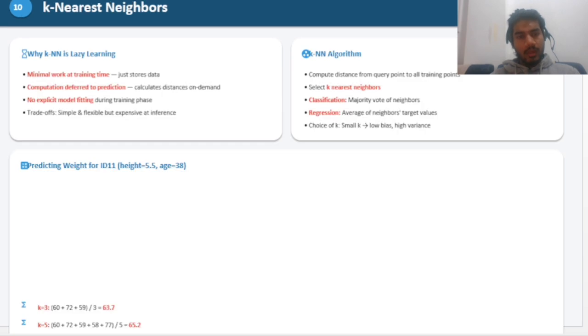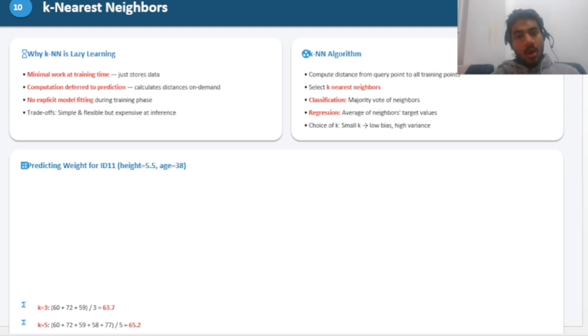Now let's look at our final question, which is 10. Why is KNN called lazy learning? The answer is because it doesn't learn a model during training. There is no training phase. The algorithm simply stores the data. The real work happens during prediction, where it calculates distance to all the points. That's why KNN is simple, effective, but slow during prediction.